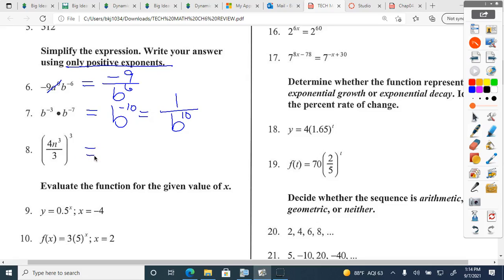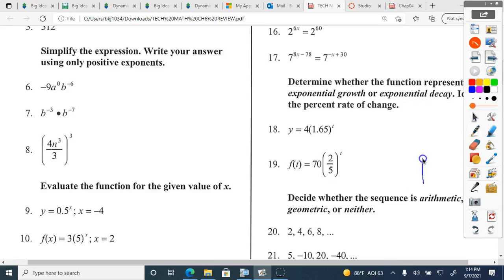Last but not least, on this section, 4/3 in parentheses to the 3rd, with n to the 3rd inside, all to the 3rd. Okay, so we're going to take everything in the parentheses to what power? The 3rd power. So what is 4 to the 3rd? 64. 64 over 3 to the 3rd is 27. And n to the third, when you do a power to a power, what do you do with the exponents? Multiply. So that's n to the ninth. And that is all you have to do on those. Everybody clear? All right.